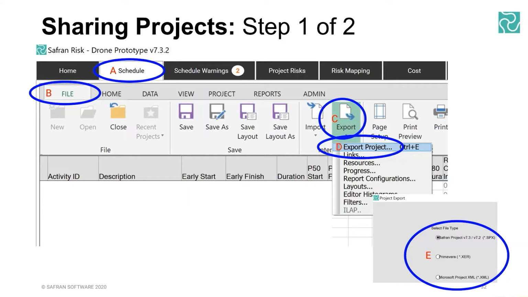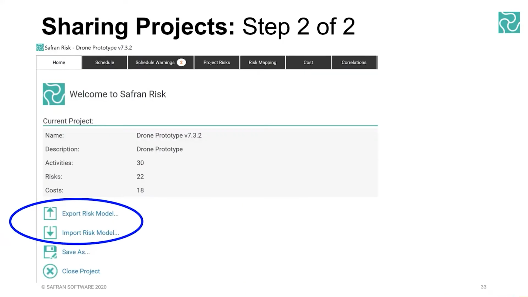When you click that button, you get the option of whether you want to send it as a Safran project file, a Primavera .xer, or a Microsoft Project XML. So you get those 3 options again as part of the export process. And if you are sharing the whole project, remember that it's not just a schedule file, it's the risk model as well. The risk model is here on the home screen on the black ribbon tab, where you've got the import and export risk model. Remember that the risk model is not just the risk register, but it's the global risks, the correlations, the mappings, the cost model, all of that other stuff.